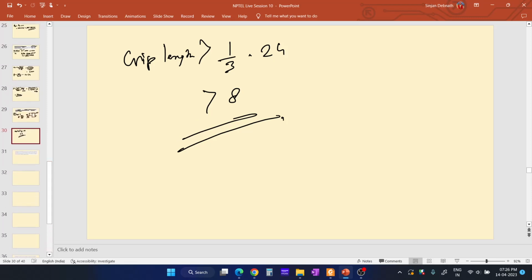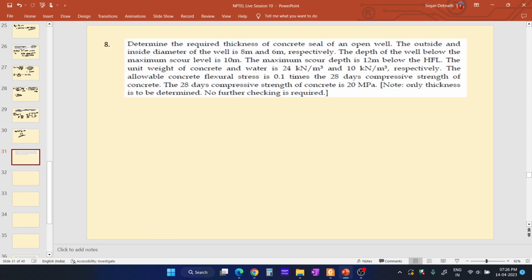So this is it. Let me proceed to the next one. The next question is: determine the required thickness of concrete seal of an open well. So we have been asked to determine the required thickness of a concrete seal of an open well.